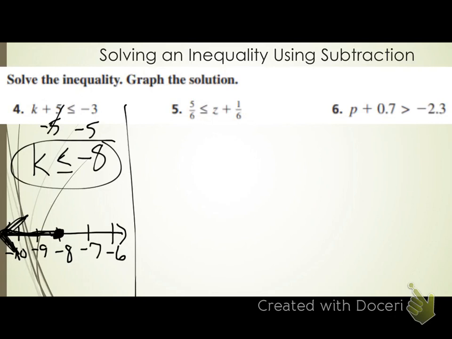5/6 is less than or equal to z plus 1/6. How do I get z by itself? Subtract 1/6 from both sides. 5/6 minus 1/6 gives me what? 4/6, which reduces down to 2 over 3.